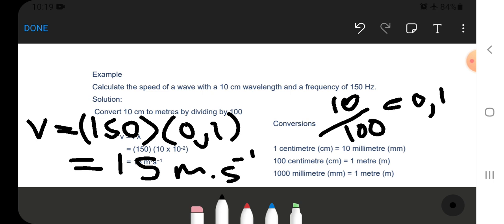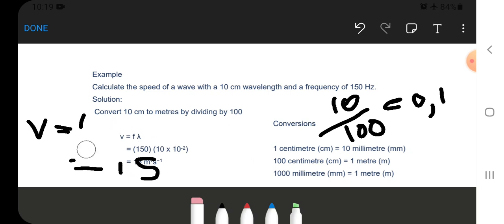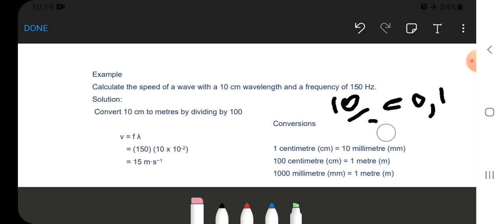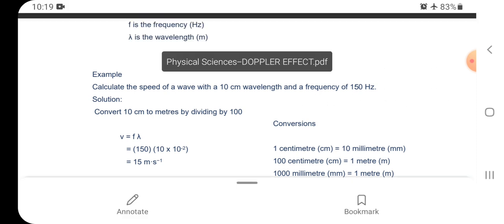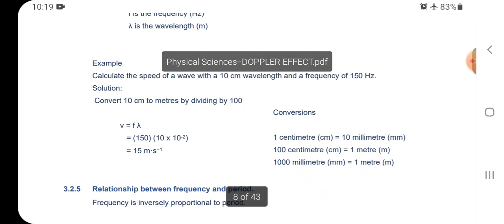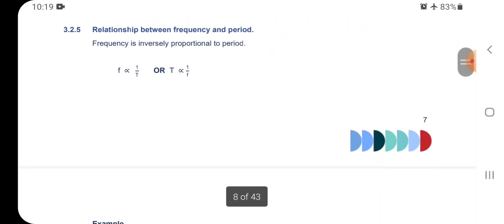Do not be confused with the 10 times 10 to the power of -2. You are still going to get the very same answer when you do it the way that I have just shown you. Okay, so that is how you do that part. And then the relationship between frequency and period: they are opposites of each other.